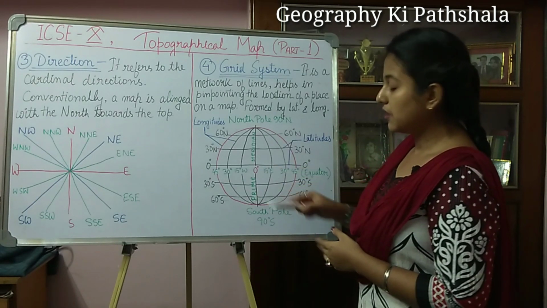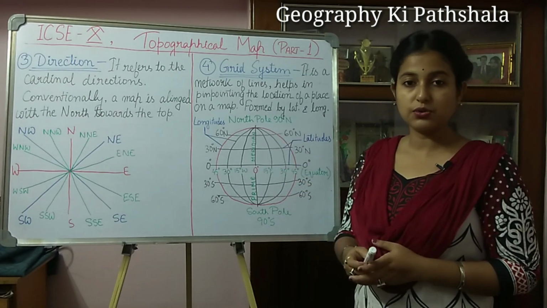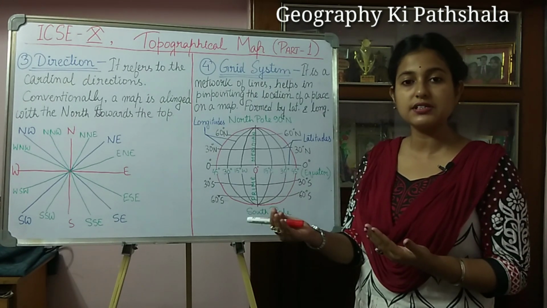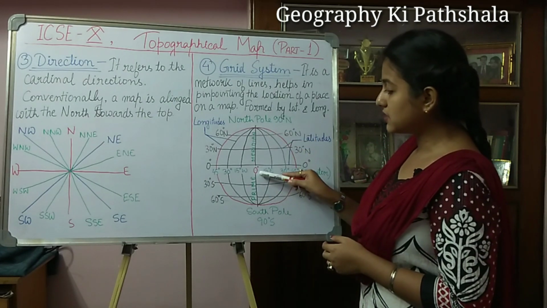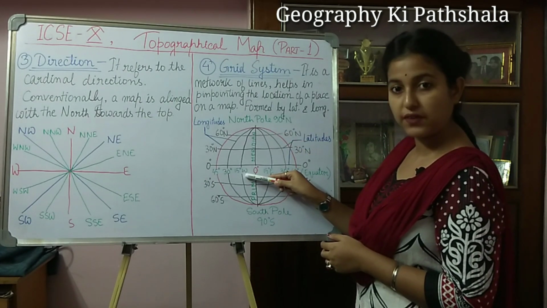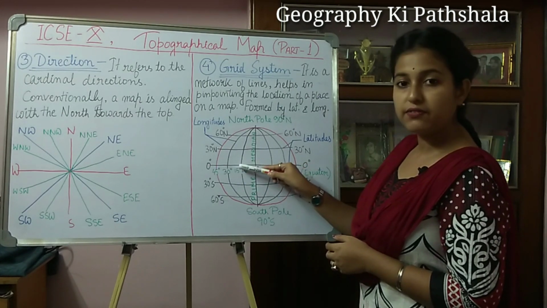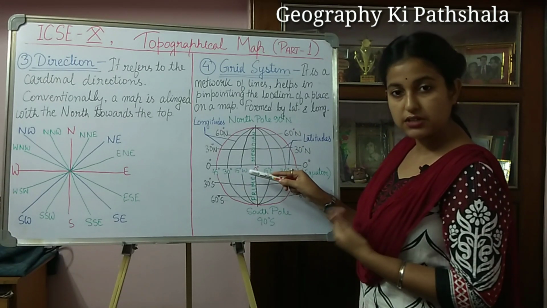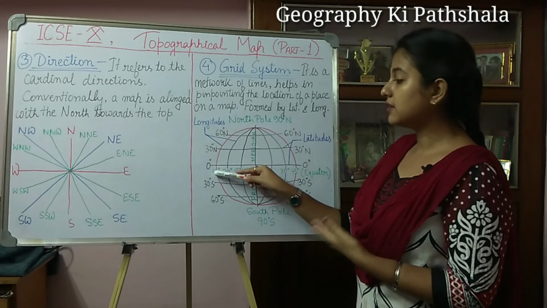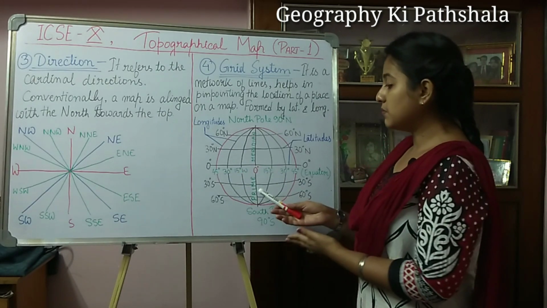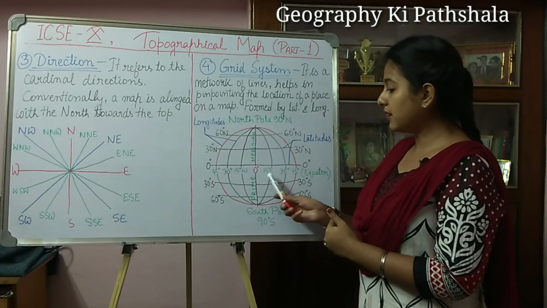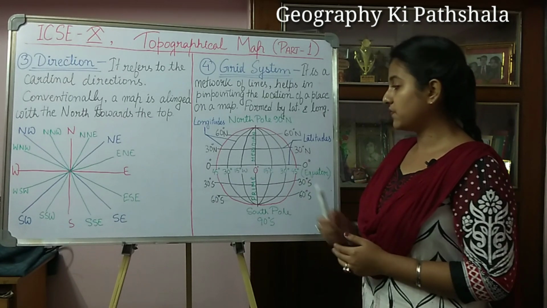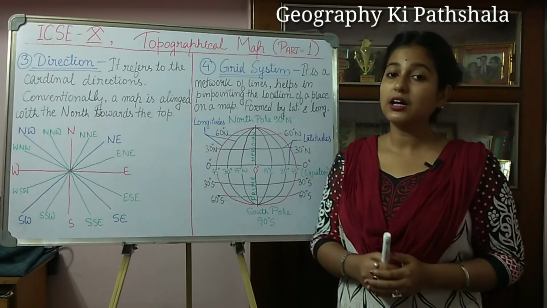Similarly, this prime meridian has also divided our globe into two parts. One is on the western side and the other one is on the eastern side. So you see that from 0, as I am moving towards west, the longitudinal values are represented as, suppose, 15 degree west, then comes 30 degree west, then comes 45 degree west. And similarly, as I move towards east, the directions are written as 15 degree east, 30 degree east and 45 degree east. So this is the grid system.